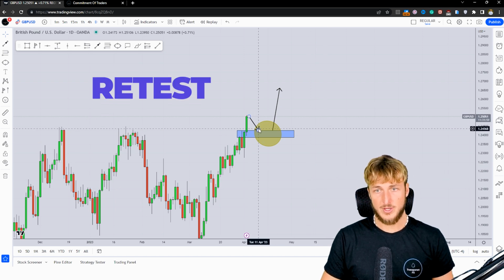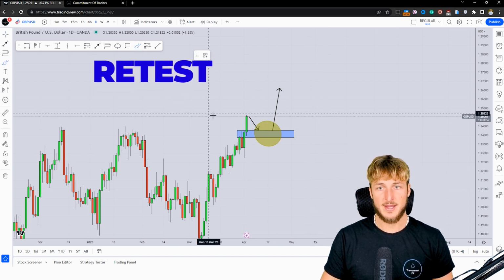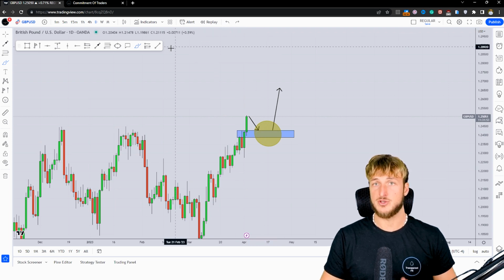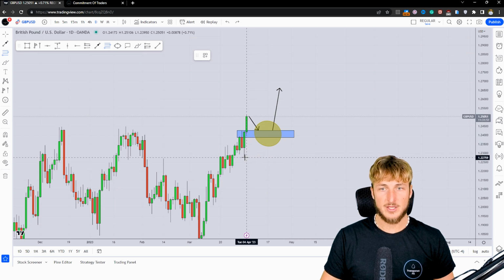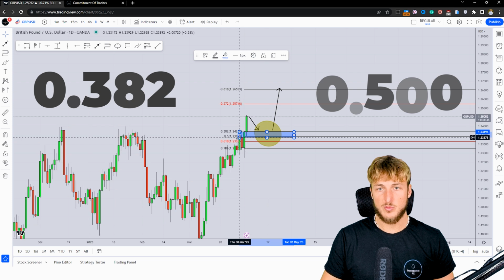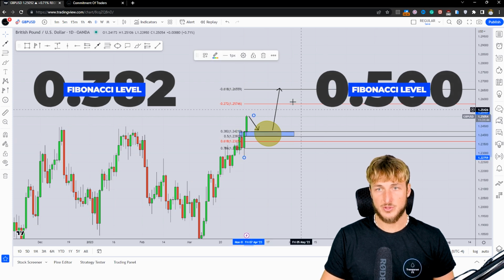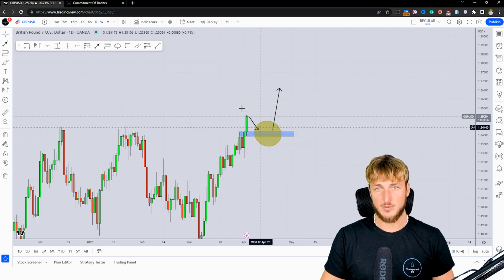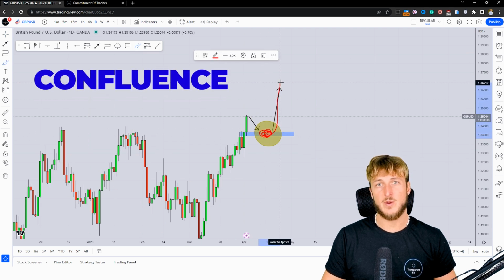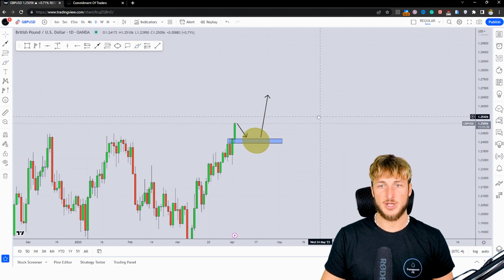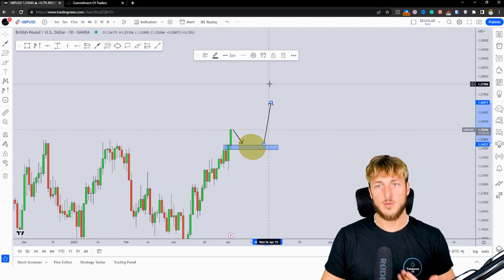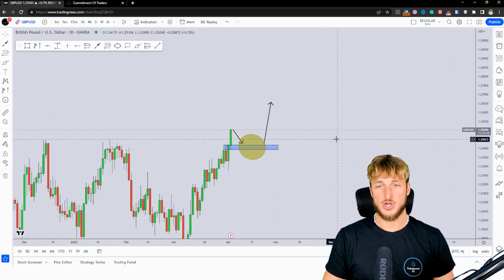So if we do get a retest of this area, it's important to keep in mind that this is not only the previous resistance turned support on the daily, it is also on the weekly. And if we take our Fibonacci from the low to the high of this impulse, we can see how we have precisely the 0.32 and 50% Fibonacci retracements lining up perfectly with the previous resistance turned support, creating confluence of support at this area, which we could expect the market to potentially reject to the upside. So if the market does retrace to this zone, that is how we could be approaching a potential rejection to the upside.